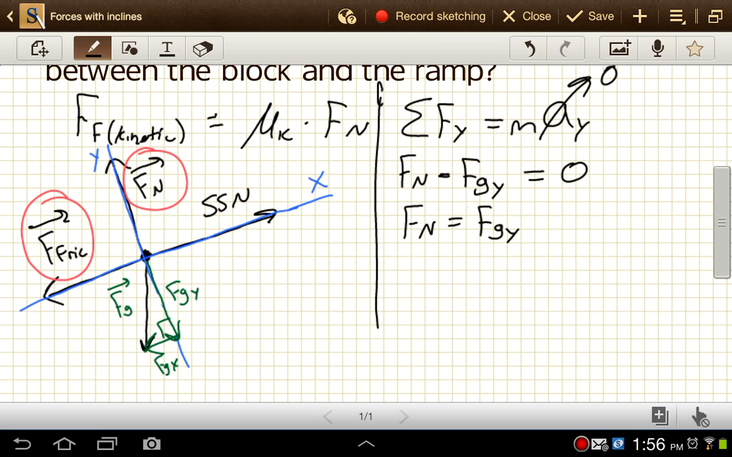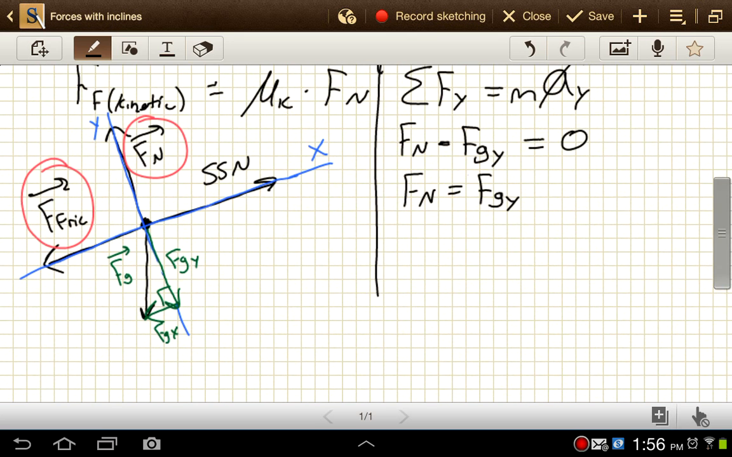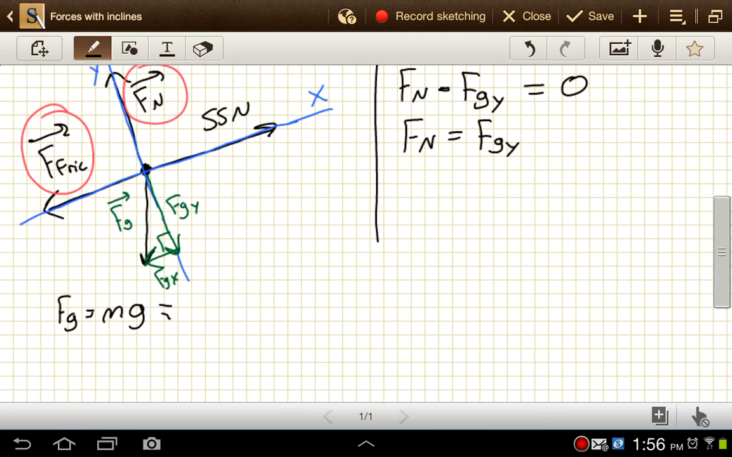For gravity, we have a special equation we can use. Force of gravity is equal to the mass times the acceleration of gravity, which in this case was 12.5 kilograms times 9.8 meters per second squared. So the force of gravity here is equal to 12.5 times 9.8, 122.5 newtons. Okay, so that's right here.